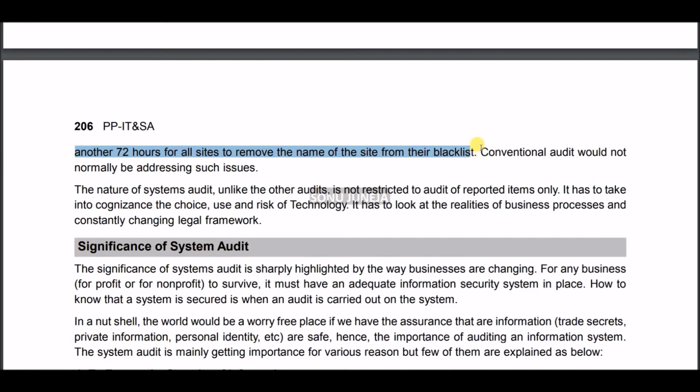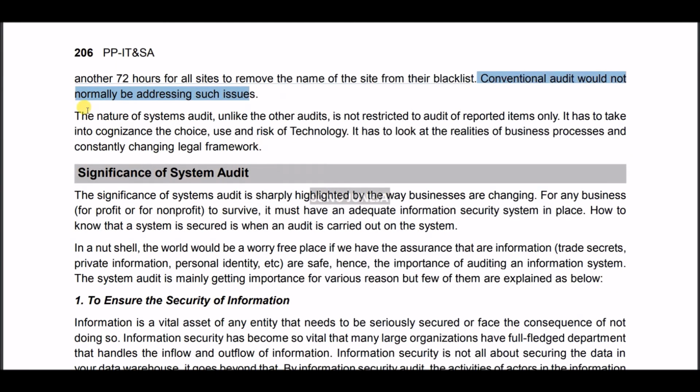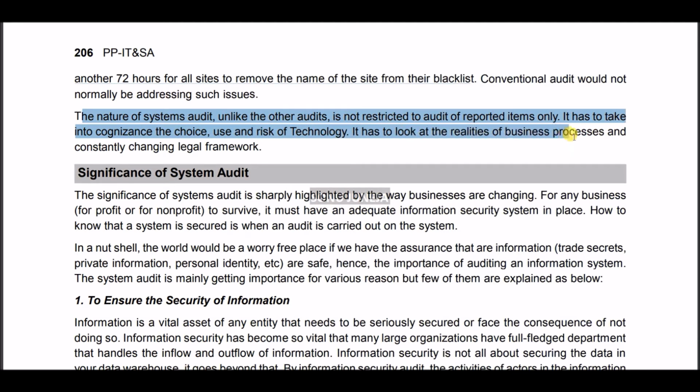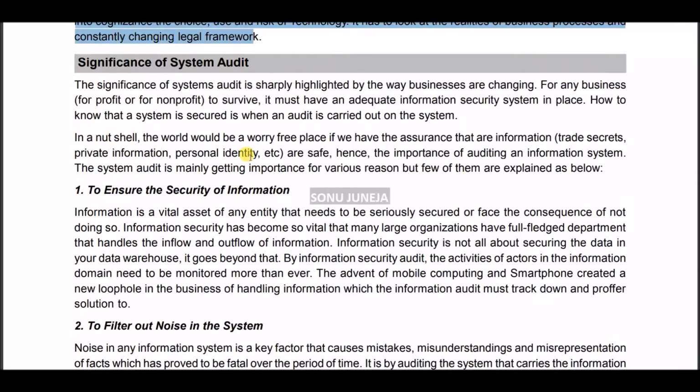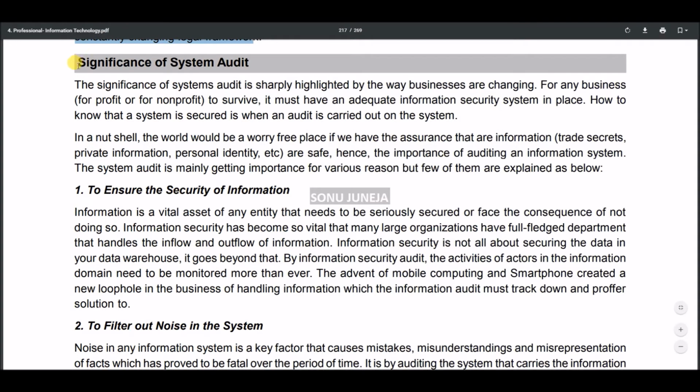What a bizarre. So conventional audit would not normally address such issue. The nature of system audit, unlike the other audit, does not restrict audit to report items only. It has to take into the cognizance of the choice, use and risk of technology, has to look at the reality of the business and constantly changing legal framework. And the next you have is significance of system audit.